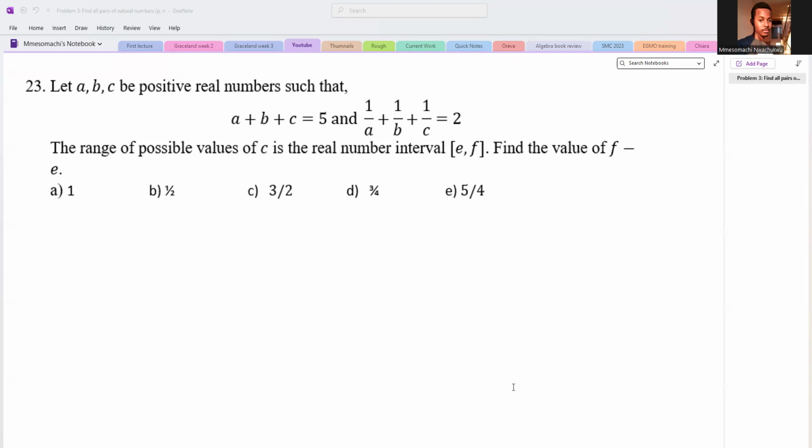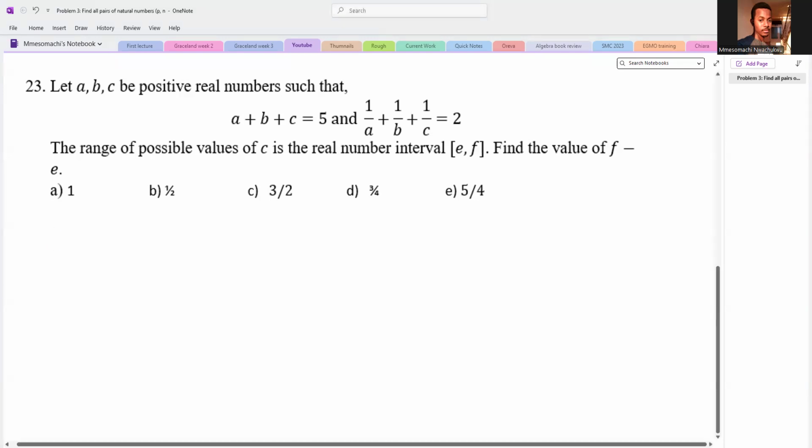Okay, so let's look at the question for today. We're looking at the 23rd problem from the Special Maths Contest 2023, the first round. It says, let A, B, C be positive real numbers such that A plus B plus C is equal to 5 and 1 over A plus 1 over B plus 1 over C is equal to 2. The range of possible values of C is the real number interval (E, F). So find the value F minus E. So we want to find the length of this interval.